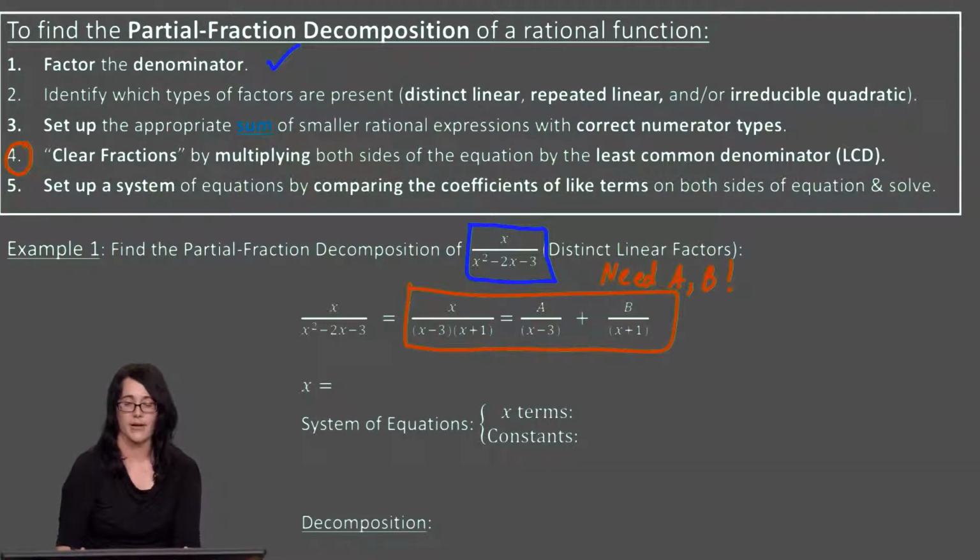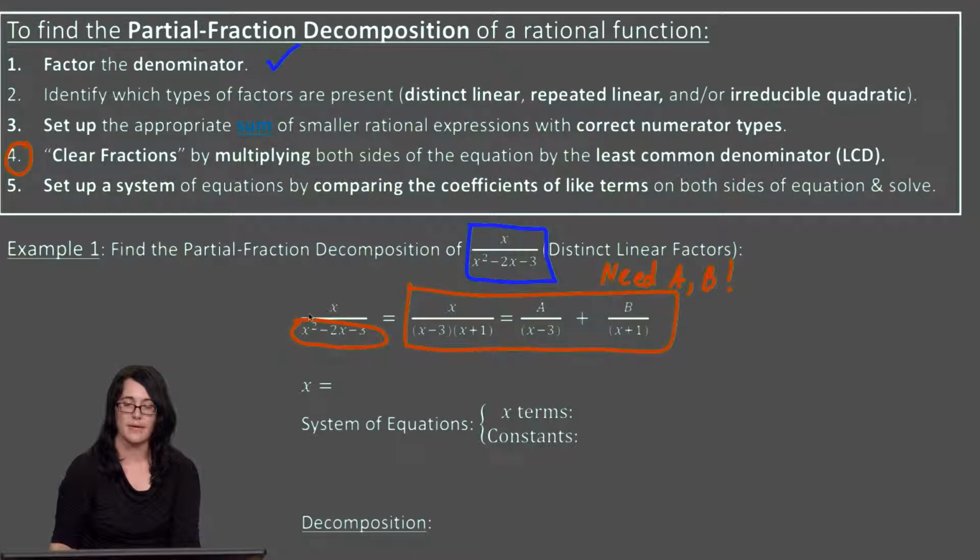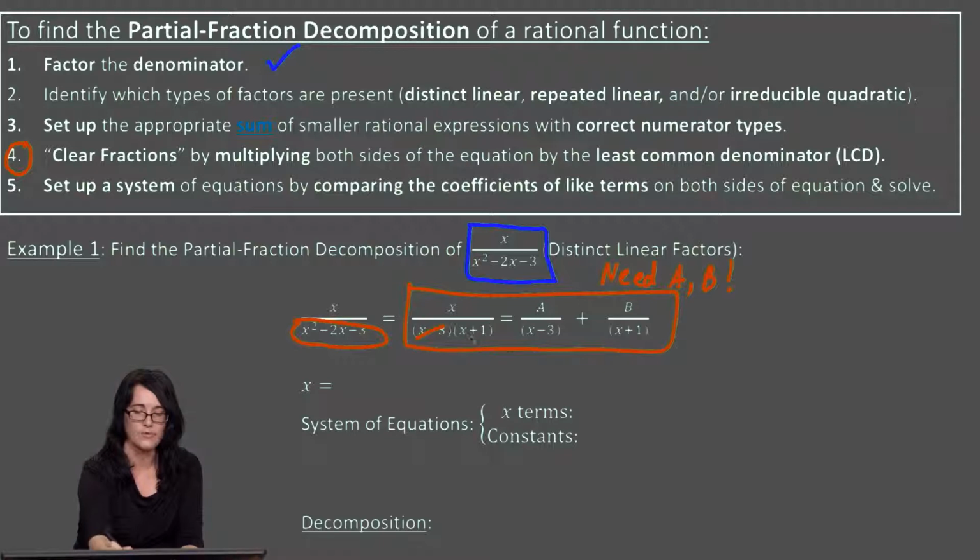If you were to clear fractions right now, you would multiply both sides of this equation by the LCD, x minus 3 times x plus 1, the factored version, right? Notice that if you multiplied x squared minus 2x minus 3 in each of these places, you would cancel out the denominator on the left and just get x. And on the right, the x minus 3 would cancel, and you'd be left with a times x plus 1. And for the second term, plus b, what are you left with if the x plus 1 cancels? Well, that's right. You'd be left with x minus 3, wouldn't you? I wrote it in the wrong spot there. Here, let me fix that for you.